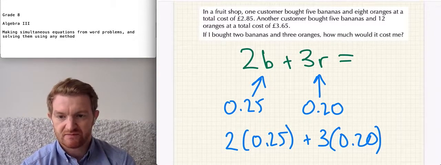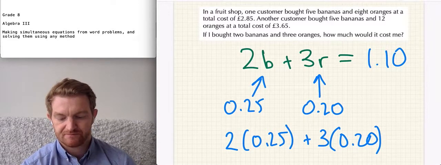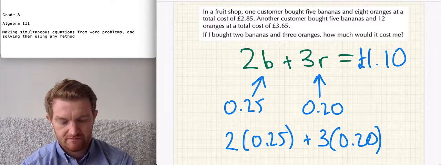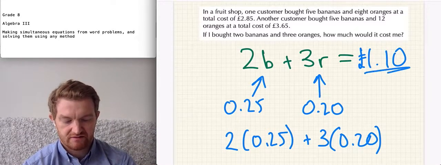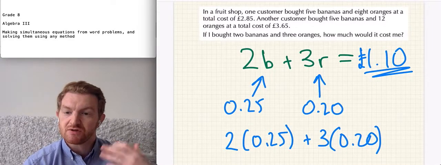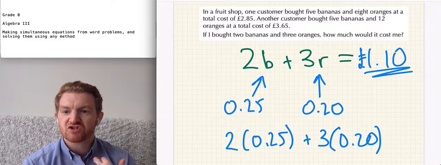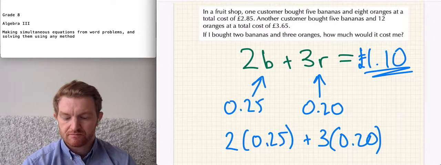So it's going to be 50 pence plus 60 pence is 1.10 pounds. And that's our answer. So sometimes you'll get a simultaneous equations question where you have to solve it, but then substitute it into a third equation that you're going to create. So you're creating 3, but you're solving 2.